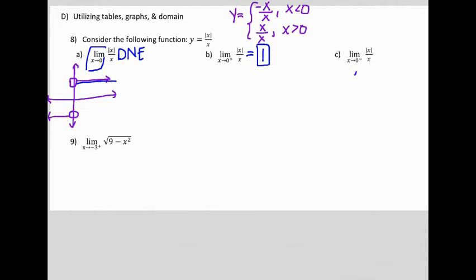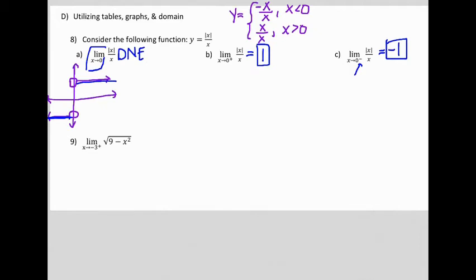Same thing with part C. 0 from the left, that's down here on the graph. As I approach 0 from the left, my intended height is supposed to be at negative 1, and it doesn't really matter that there's a closed dot there. So the limit from the left and the right are not equal, and that goes back to why part A here did not exist.